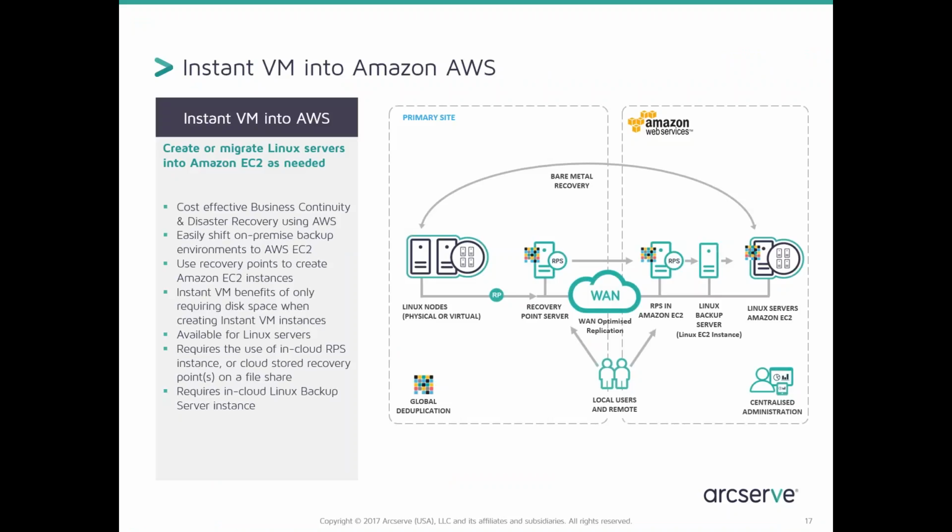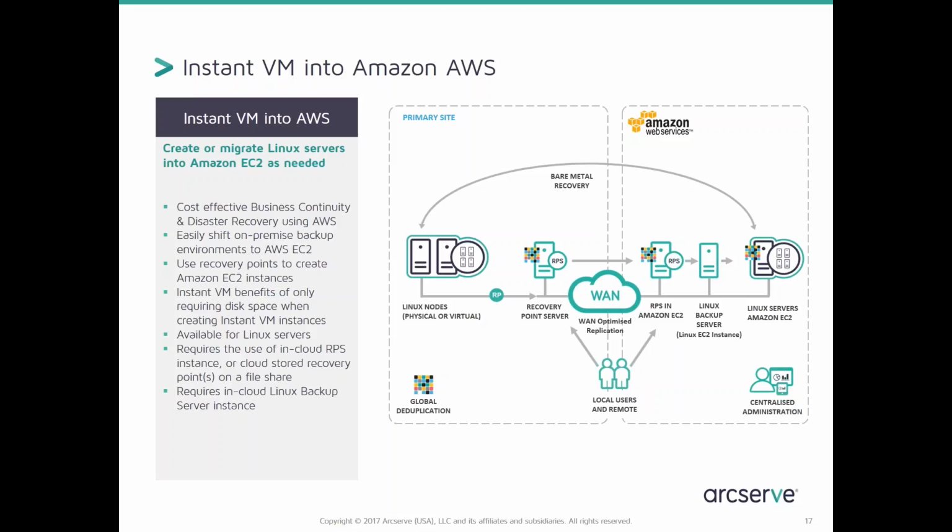Lastly, let's take a look at how to do instant VM into Amazon AWS. With instant VM, as we said, it's related to virtual standby, and while it's similar in some respects, the way that we go about doing restores is different. To do instant VM, first of all, it's only available for Linux machines being protected. And in order to use instant VM into Amazon, we need to have a recovery point server in the cloud that has a recovery point from a Linux server replicated to it.